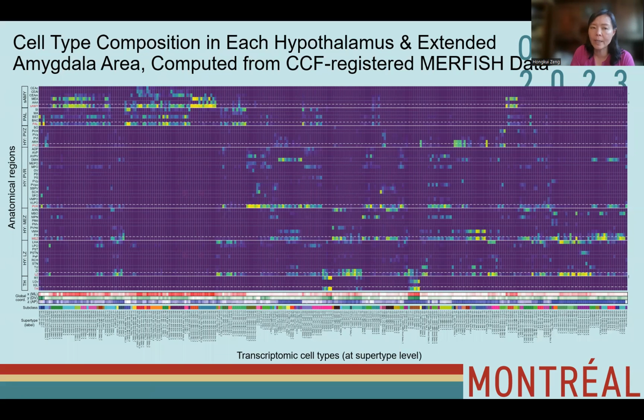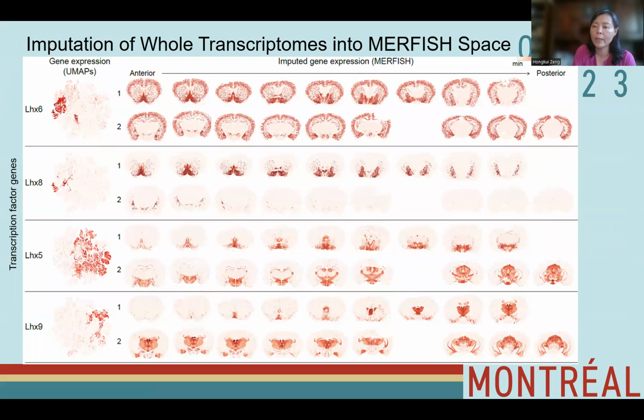And from the data, we can also calculate the cell type composition for each brain region through an automatic computation process from our whole brain data set that has been registered to the Common Coordinate Framework, CCF. And furthermore, we can reveal the spatial distribution patterns of the individual genes, not only for those 500 genes which we have probed directly from the MERFISH data, but also any of the other genes in the transcriptome through the computational imputation of the whole single-cell RNA-seq transcriptomes into the MERFISH space. And here is just an example of 4 transcription factors to show their beautiful imputed brain-wide expression patterns.